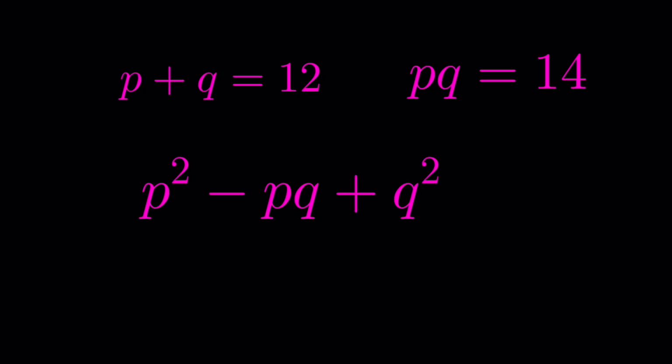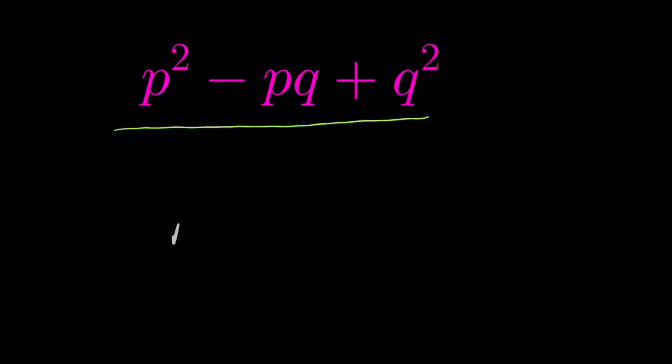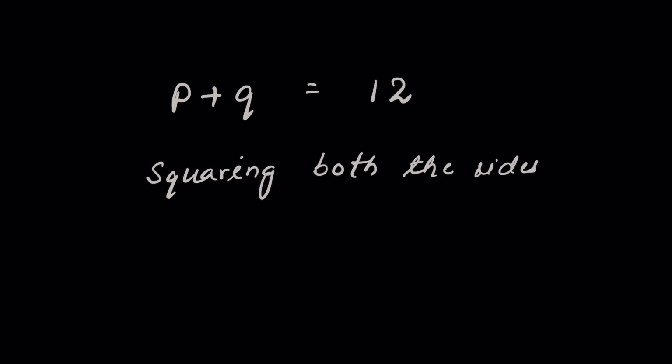If P plus Q is equal to 12 and PQ is equal to 14, we have to find the value of P square minus PQ plus Q square. So P plus Q, the first equation we have, is equal to 12. Let's square both the sides. So (P plus Q) whole square is equal to 12 square.